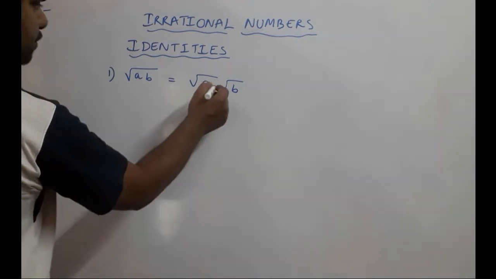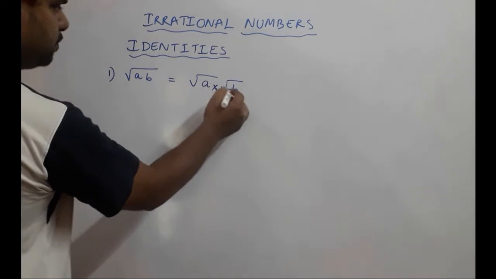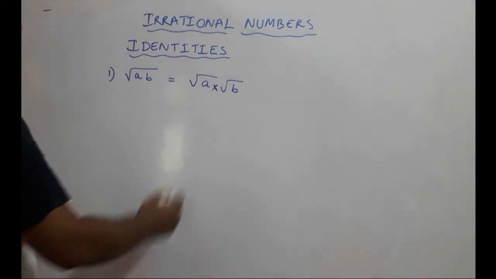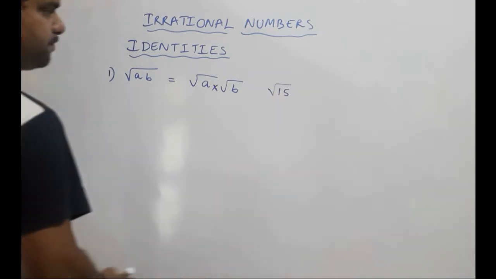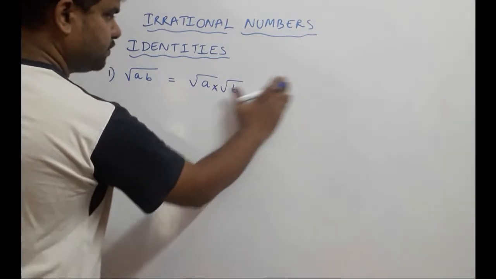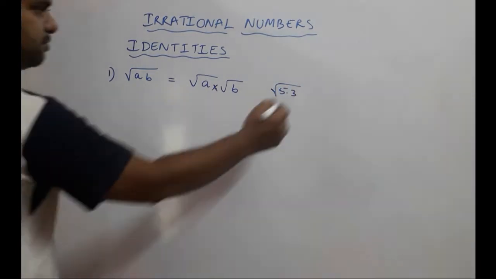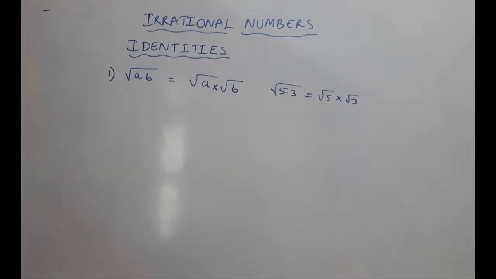And you can put a dot over here or you can put a cross over here. It means the same. It means that the two irrational numbers are multiplied under the same root. Effectively, if we have square root of 5 dot 3, this can be written as square root of 5 into square root of 3. So that is what it means by square root of AB is equal to square root of A into square root of B.